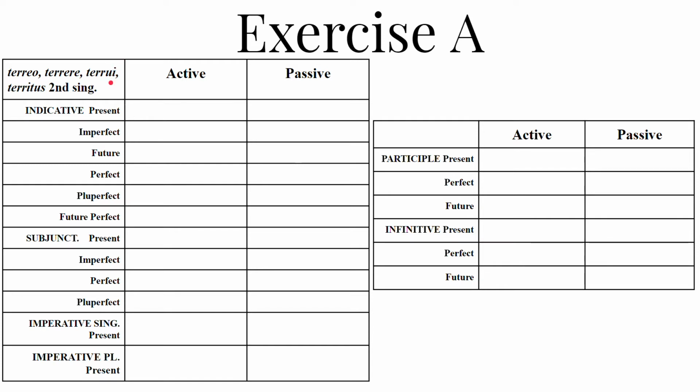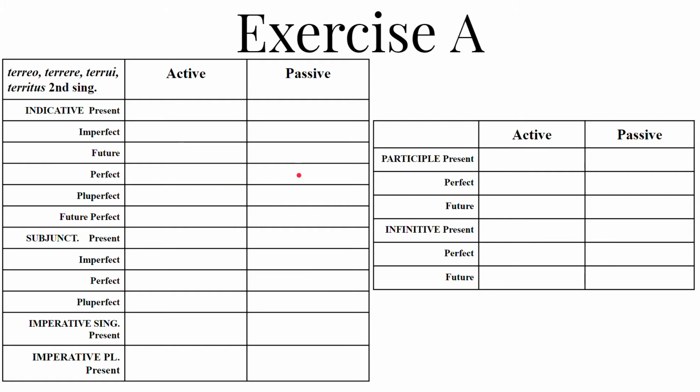That's the perfect stem terru, and then add the appropriate tense markers and personal endings. So the perfect active: terruisti, terrueras, terrueris.